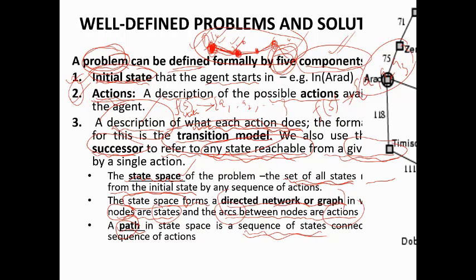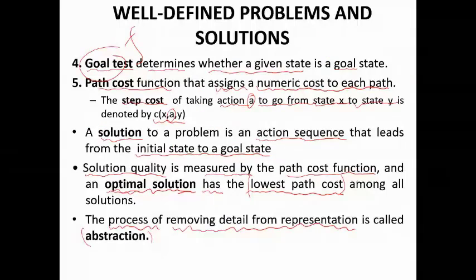As I told you earlier, the goal test is mainly a function, in terms of mathematics. The goal test determines whether a given state is a goal or not. So it is a binary function which decides whether the state is true or false for the goal. If the goal has arrived, it will say true, otherwise it will be false.